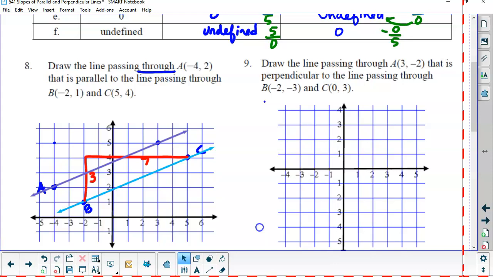So if you didn't have the grid, you could calculate the slope using the formula, and then use that to get more points. But you have the grid. So graph it, draw your triangle, and do the same. Right? So this triangle here, 3, 7, should be the same size.